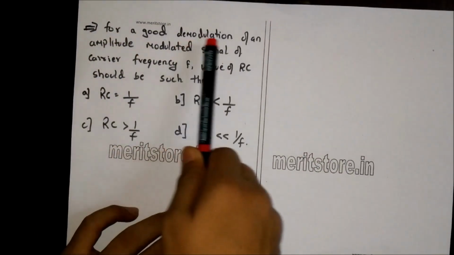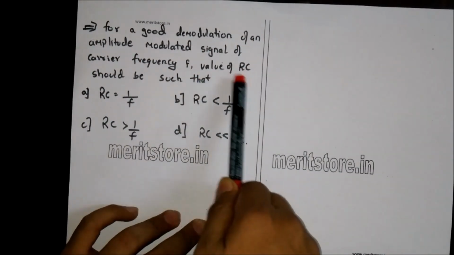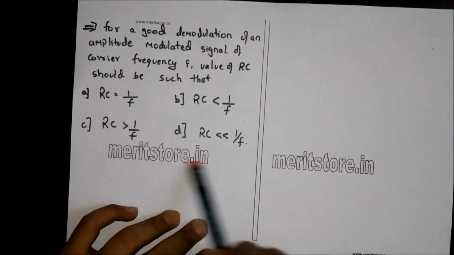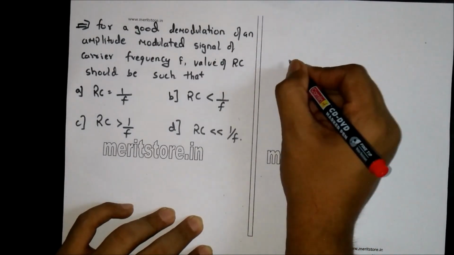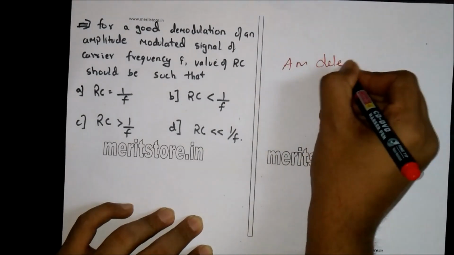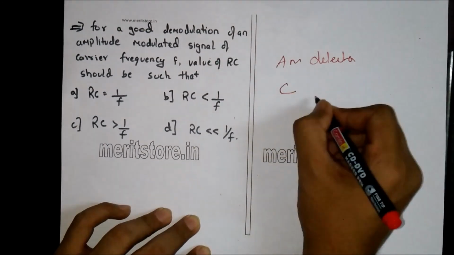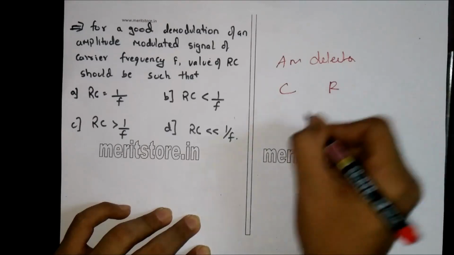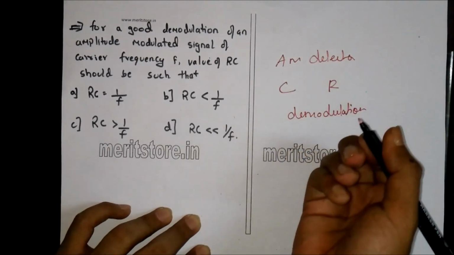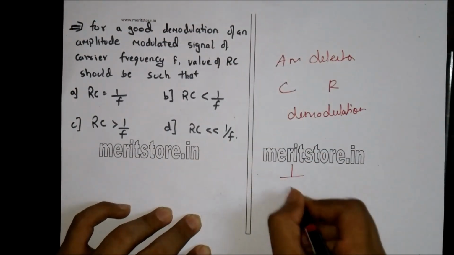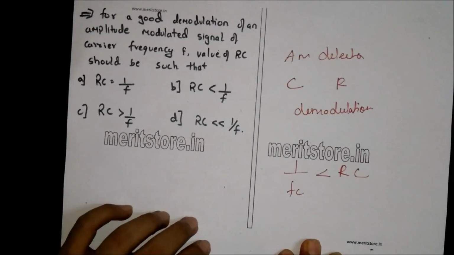For a good demodulation of an amplitude modulated signal of carrier frequency f, the value of RC should be such that, here are the options. Now, to recover an audio signal in the AM detector, the output is fed to a parallel combination of a low value capacitance and a resistance R. And for demodulation or detection, the following condition must be satisfied: 1 upon Fc should be less than RC. Therefore, the correct answer is option C.